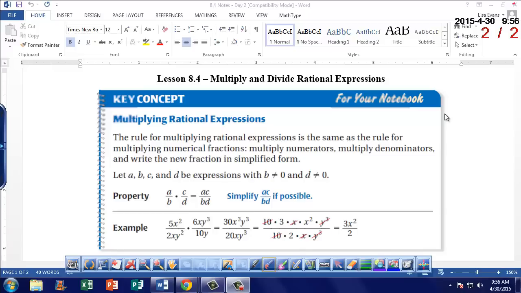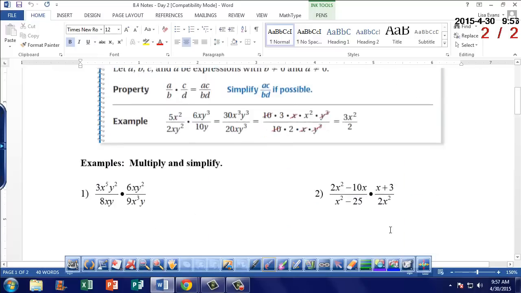So let's take a look at this property. If I have two fractions that we're multiplying, we're going to multiply the numerators and then go ahead and multiply the denominators. And ultimately, if we have any common factors, we're going to divide those out. So let's just go ahead and get started with some practice examples.